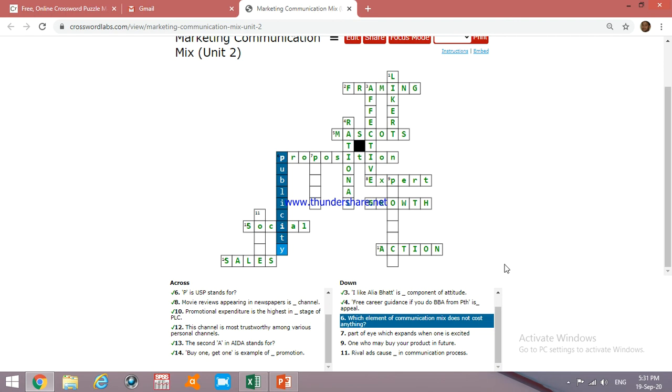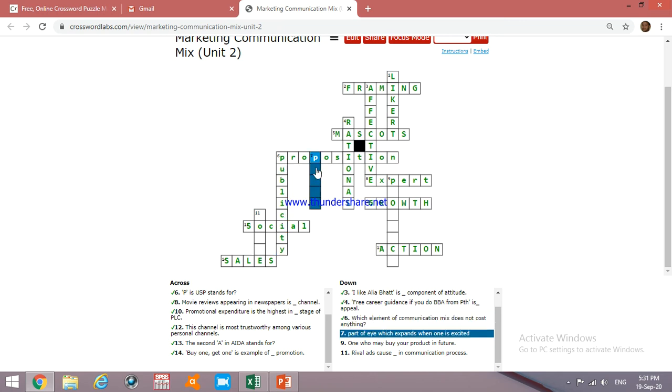And so we can say that if a particular customer looks at our ad and his pupil expands, we can be reasonably sure that he finds our advertisement interesting. So the part of the eye which expands when one is excited is the pupil. So let me write it down here. Pupil.